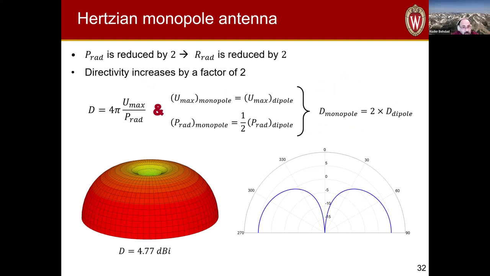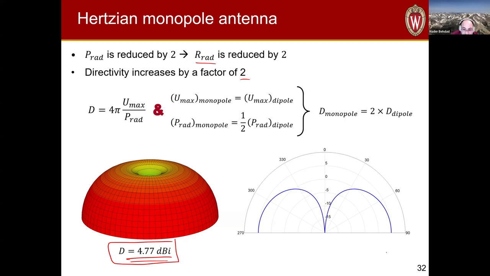When I go from a dipole to a monopole, my radiation resistance would be reduced by a factor of 2, but my directivity actually increases by a factor of 2 as well. So your input resistance goes down by a factor of 2, your directivity goes up by a factor of 2. For an ideal monopole antenna on a perfect electric conductor ground plane, the directivity that you can expect to have is about 4.7 dBi or so. Now, again, this is an ideal case. We don't live in an ideal case.